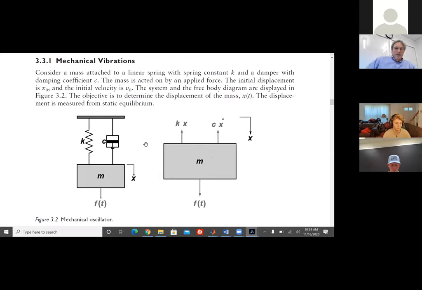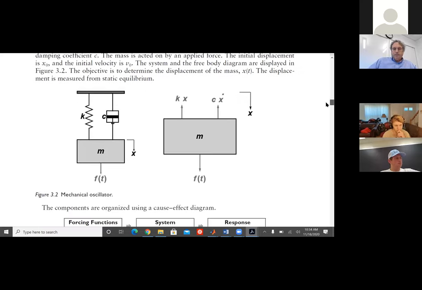Okay, so how do we go about this? Our objective is to find x as a function of time. x is the position from static equilibrium. Almost always, you'll take a whole course, ME 3524, that's mechanical vibrations.